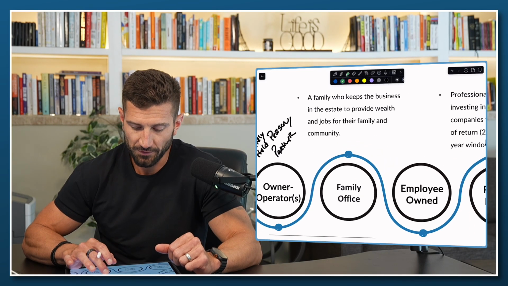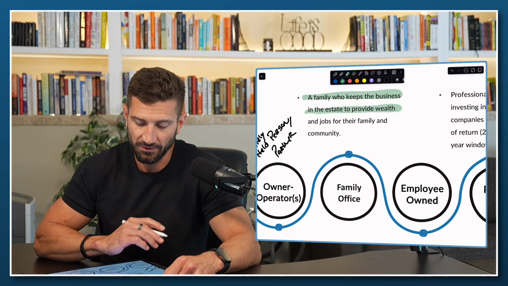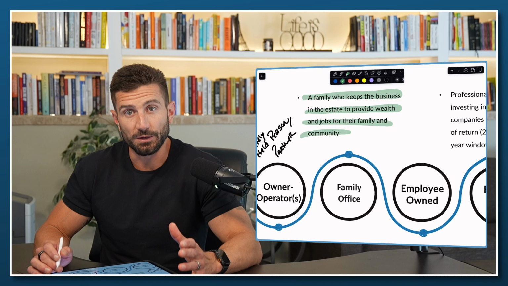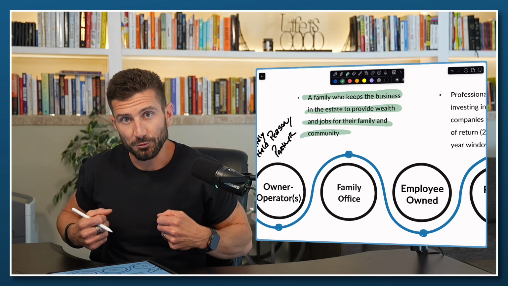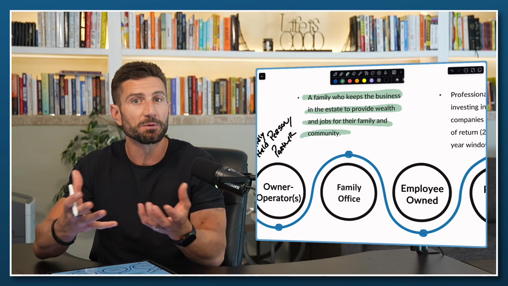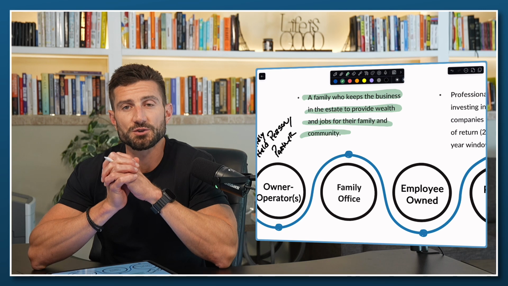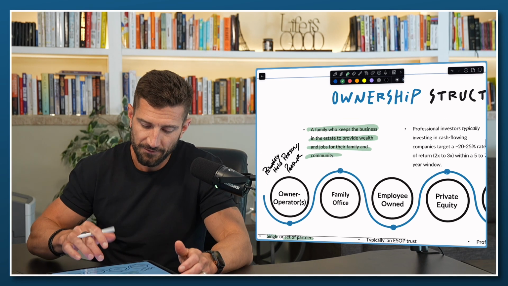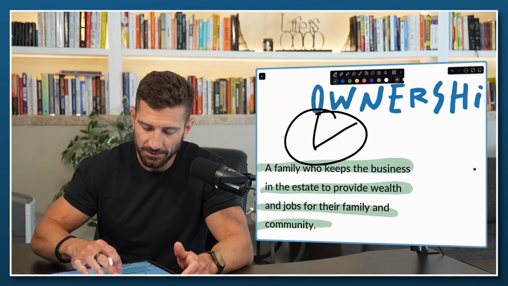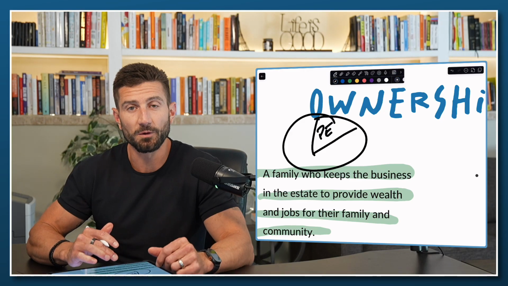Then we have this group called the family office, where a family keeps the business and the estate to provide wealth and jobs for their family and community. So if you were to step out of your operations and put your company into your estate, you would probably have a form of a family office. There are a lot of family offices that are extremely active in the marketplace, because if they have a portfolio of assets, they might say, you know what, we want private equity. They want to go buy companies.